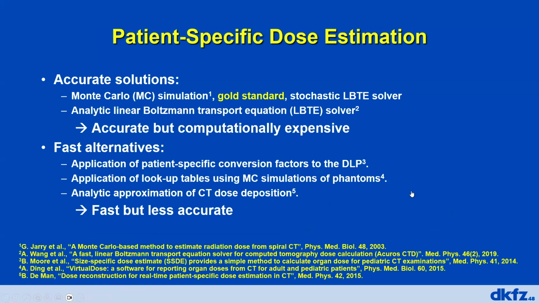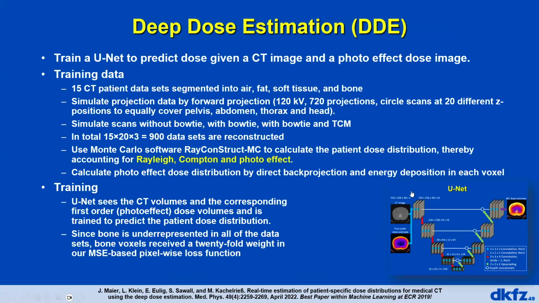And there are other methods, of course. As I said, Monte Carlo is the gold standard. There are also analytic linear Boltzmann transport equations. And of course, there are very rough estimates. For example, you can use the dose length product and conversion factors to compute like a patient dose. However, these methods are fast but less accurate. And again, what we wanted to do is we wanted to speed up the dose computations.